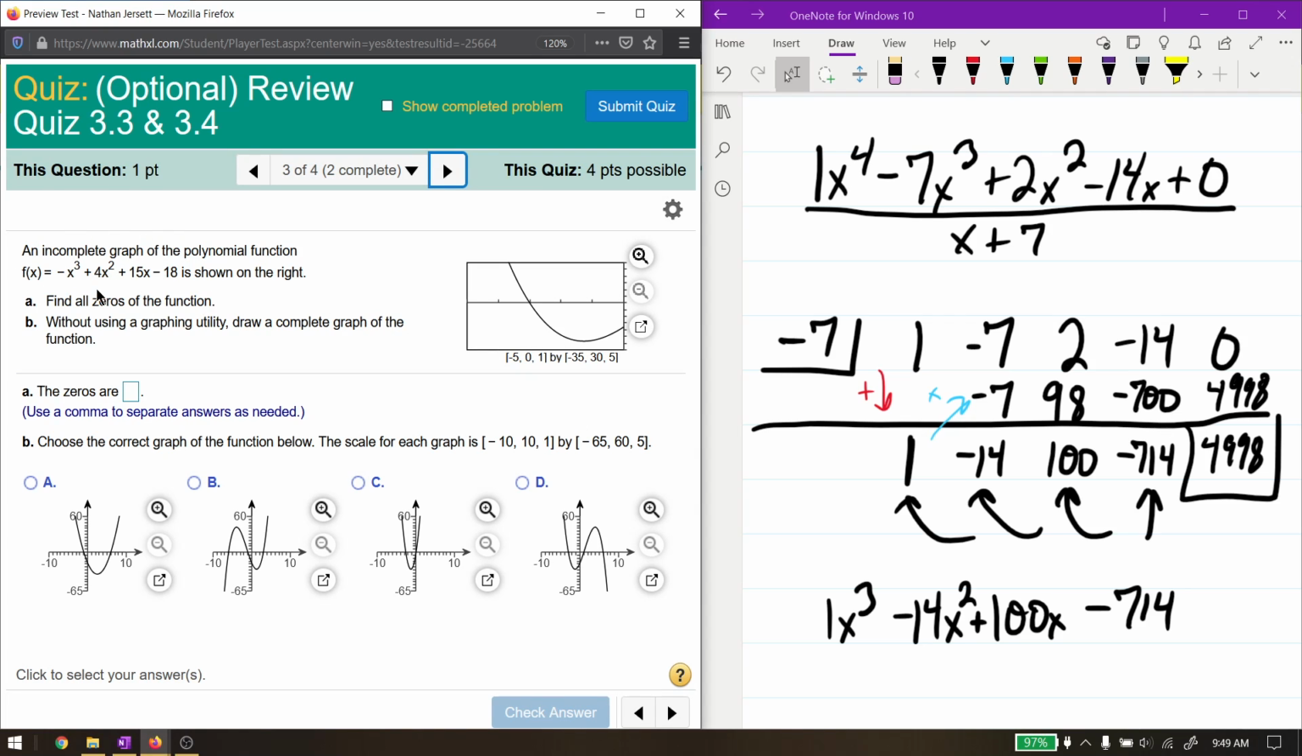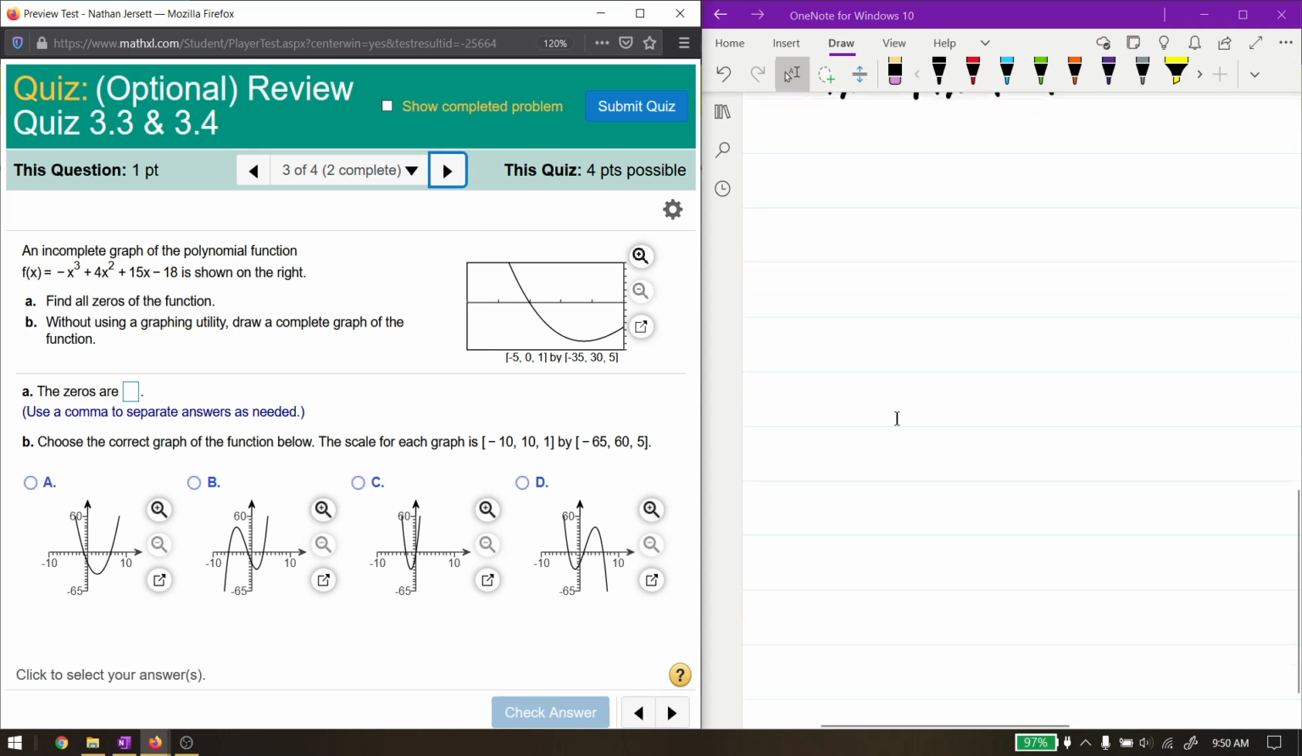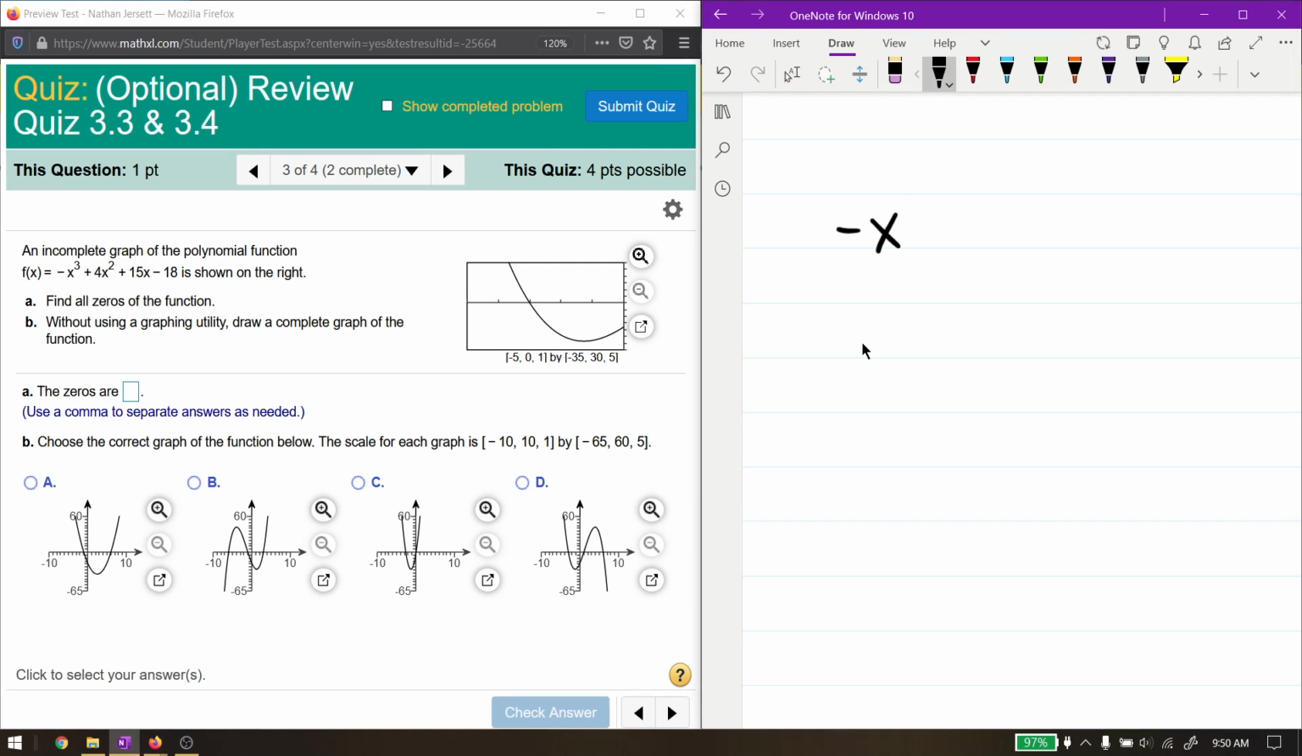Okay, we've got a polynomial here, and we have an incomplete graph, and it's asking us to find all the zeros and then figure out what graph it's going to be out of one of these 4 things. You could, of course, just graph this thing to figure out which one, but you don't need to. It's actually going to be quite easy to figure out which one it is. And first off, we have to find all the zeros. So this is a cubic, so one thing we do know how to do is factoring by grouping. Let's try that first. If we can do that, then it's going to be a lot easier.